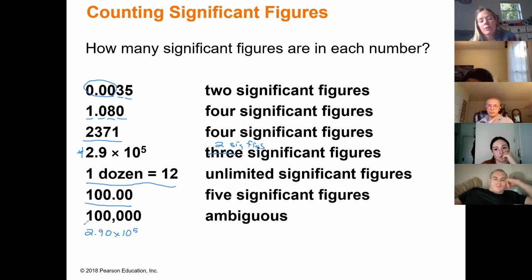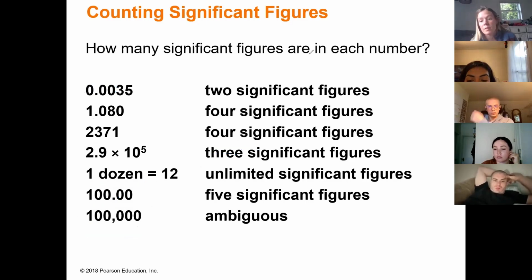And then we have this one down here, 100,000. This is ambiguous, or you could only honor 1 sig fig. Why? There's no decimal here, so I don't know if any of these zeros are significant or not. Can't tell the way that it's written. So I would only be able to honor 1 significant figure or 1 level of precision.